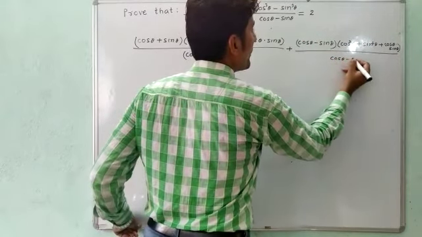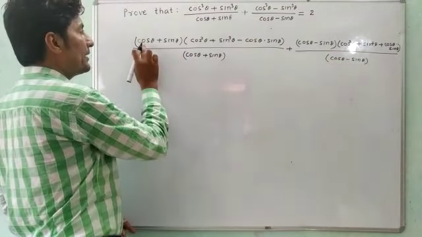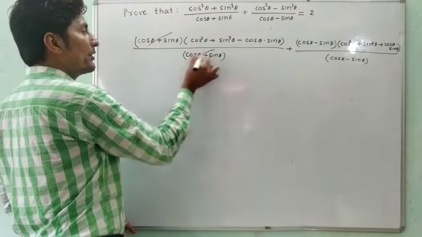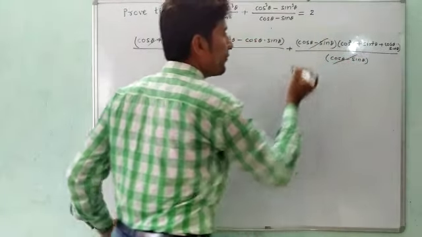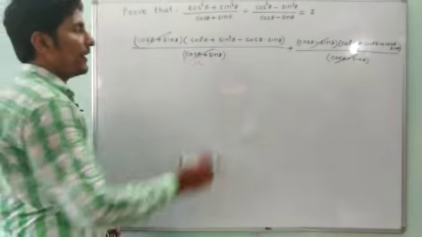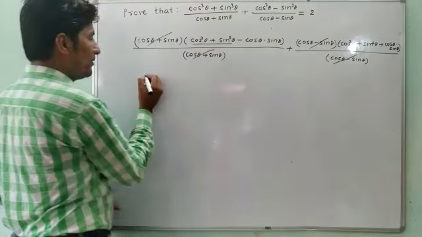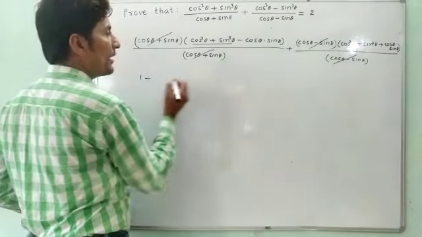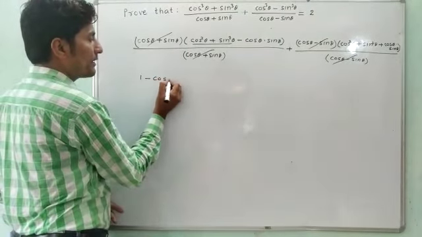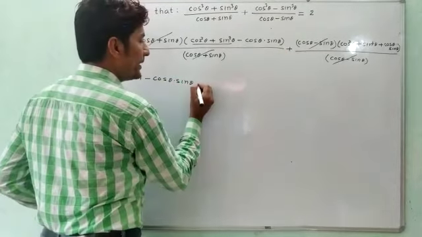Cos theta minus sin theta. So here cos theta plus sin theta, both terms will cancel. Cos theta minus sin theta, cos theta minus sin theta, both the terms will cancel. Finally, we have cos square theta plus sin square theta. This will be equal to 1. Minus will be as it is, cos theta into sin theta. Plus will be as it is.